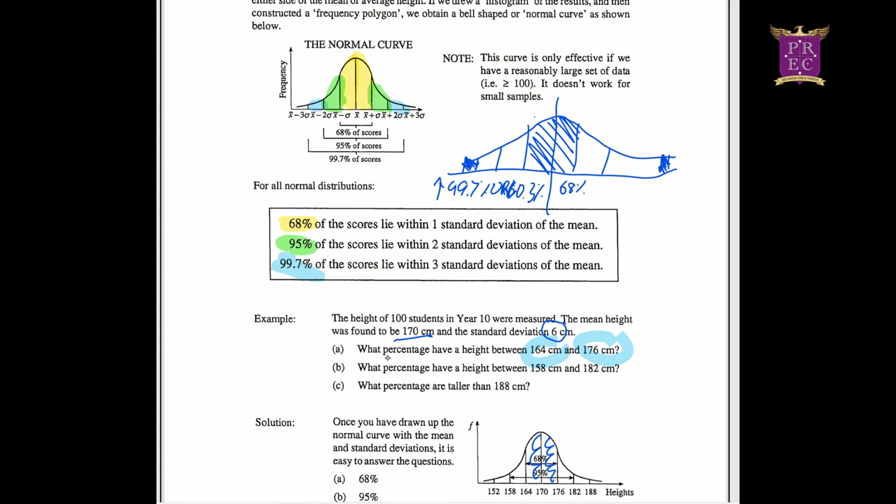So students between 164 and 176 make up 68% of the population, or 68 students, because there were 100 students who were measured. Now let's have a look at the second one.